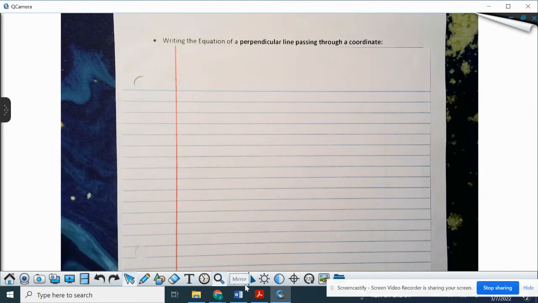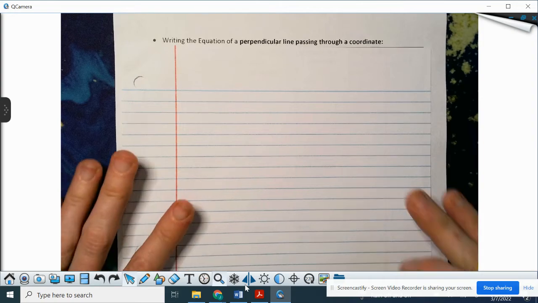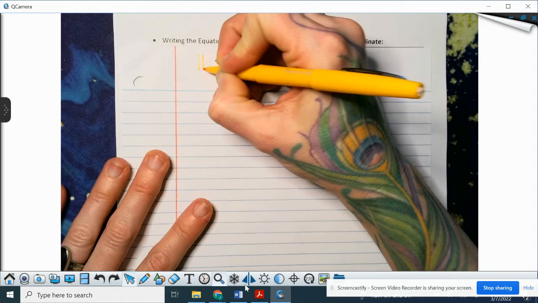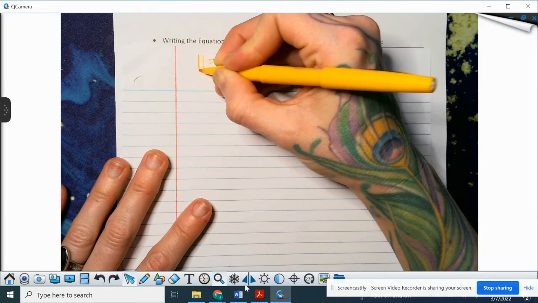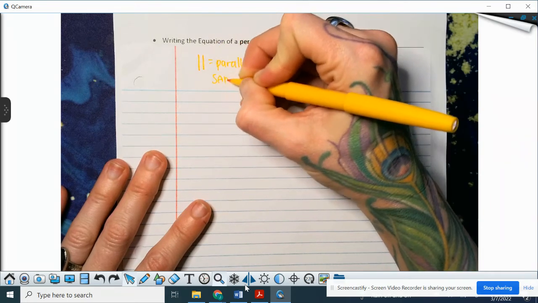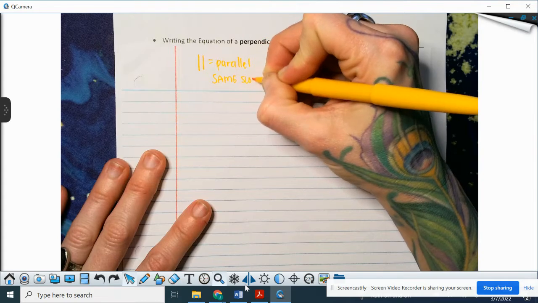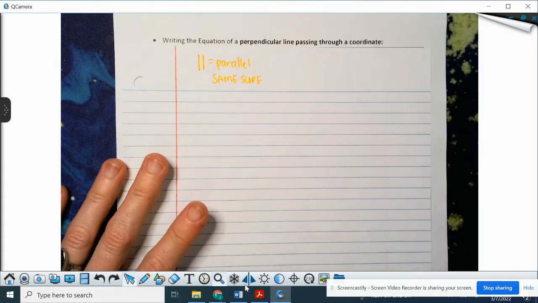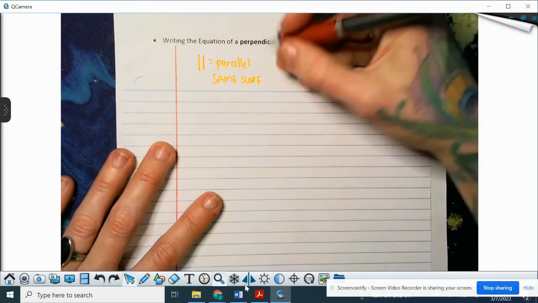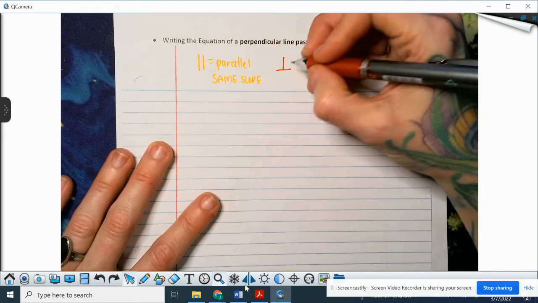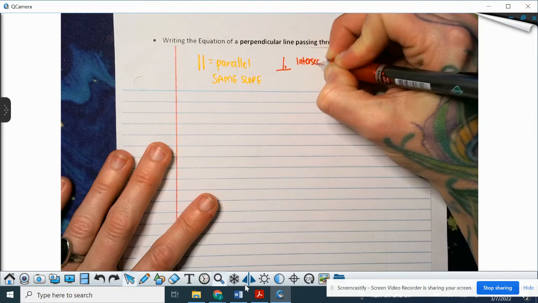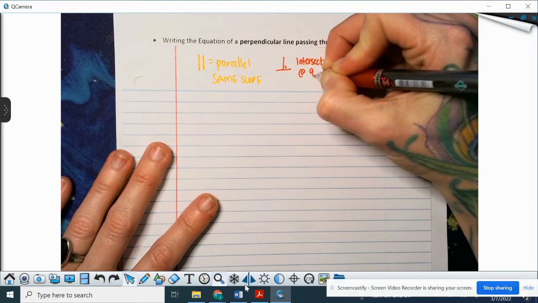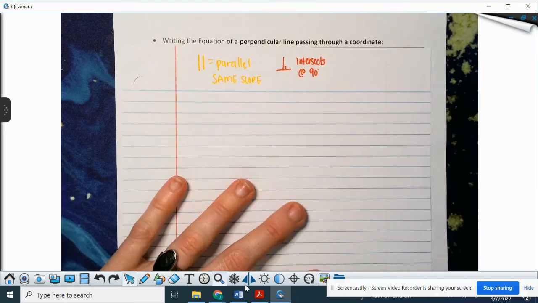So moving along to writing equations of lines that are perpendicular to a different line. Remember we talked about parallel, which is notated as two lines that are never touching, and parallel lines have the same slope. Now we're talking about perpendicular, which usually looks like a little line like this. You'll also sometimes see little boxes in there, and that means intersects at 90 degrees. So that's what your little box stands for, that 90 degrees.